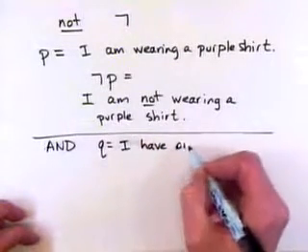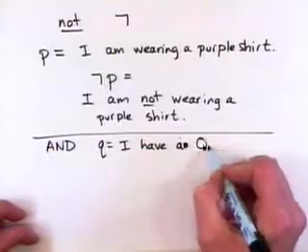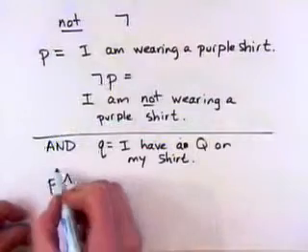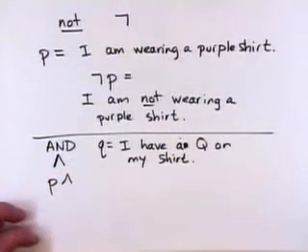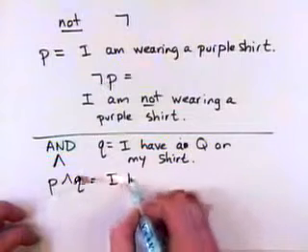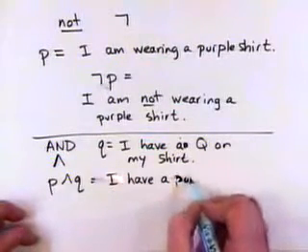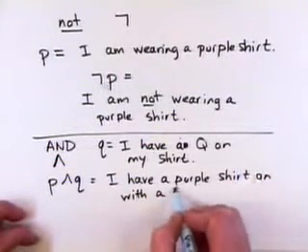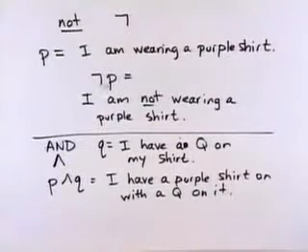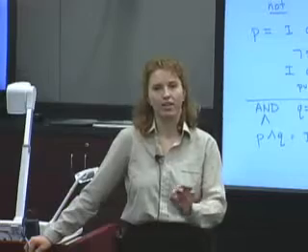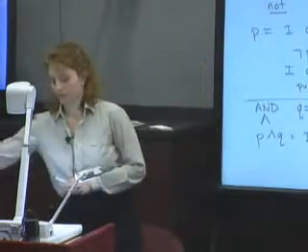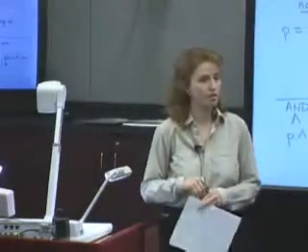Okay, I can also say "and." I might want to say that two things are true at the same time, right? So let's say that Q is, I have a big Q on my shirt. Okay, so if I wrote P and Q, this is the symbol for and. It looks like an A without a bar in the middle. If I write that, that means I have a purple shirt on with a Q on it. There's lots of ways to write that in English. Literally, it would be, I am wearing a purple shirt and I have a Q on my shirt.